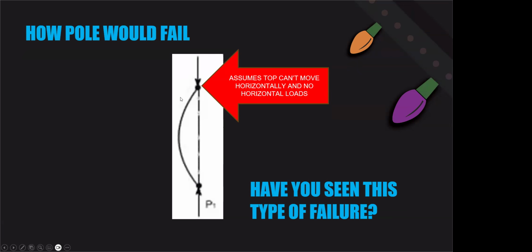And basically, that's because usually what happens is the top ends up moving side to side. The guy wires failed, which allowed that to happen, or there were no guy wires. It's rare that you have so much load pushing down on it that you just buckle it like this.